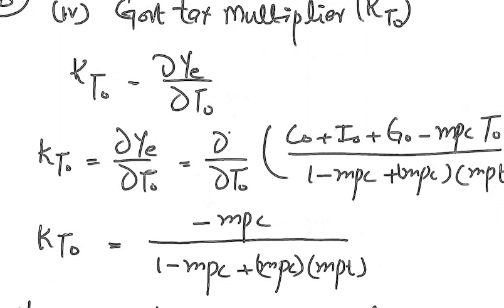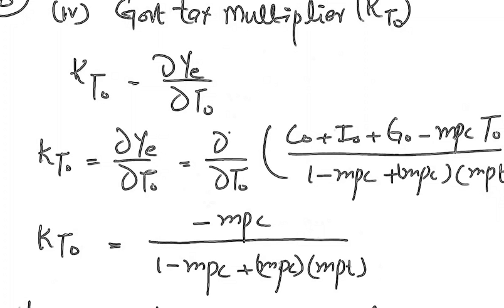We have derived the national income formula, and we have stated the national income formula: yE is equal to C naught plus I naught plus G naught minus MPC T naught, divided by 1 minus MPC plus MPC into MPT. This was the national income equilibrium formula.